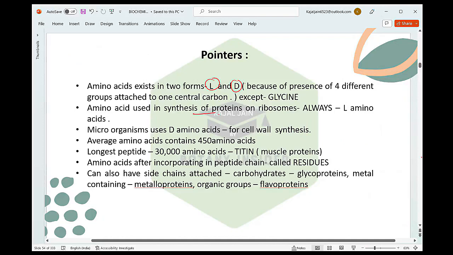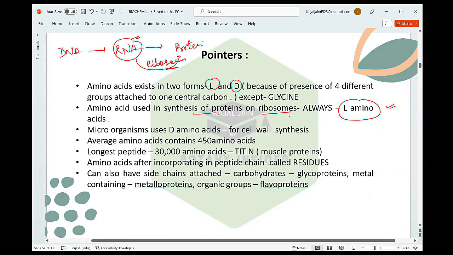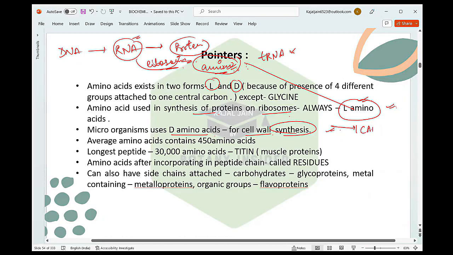Then amino acids used in the synthesis of proteins on the ribosomes are always L amino acids. That is when we'll study unit number 3, the central dogma in biology. There we'll see the translation process, where DNA is converted into RNA, which is converted into proteins. In the conversion of RNA into proteins, we have the usage of ribosomes. RNA is decoded, translated into proteins with the help of ribosomes, and we have tRNA and all the other things. There, the different amino acids are brought in with the help of tRNA. So the type of amino acids that are brought in are always L form. Then microorganisms use D form amino acids, or D amino acids, for cell wall synthesis. This could be a potential statement in your ICAR.